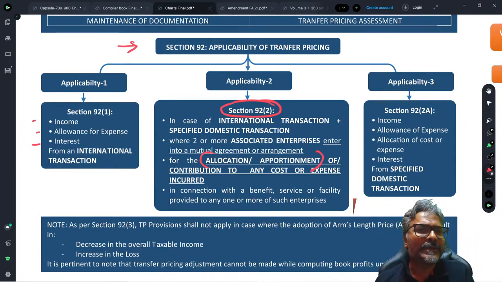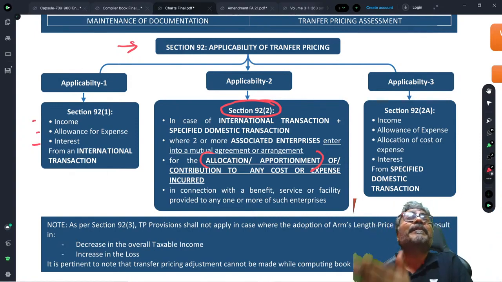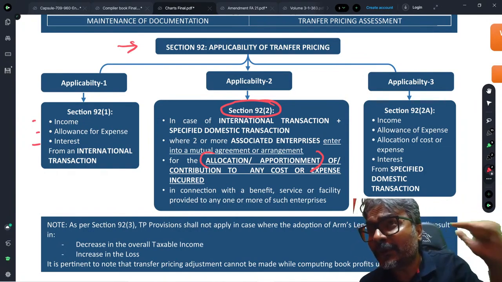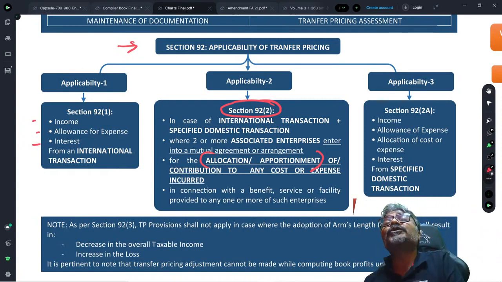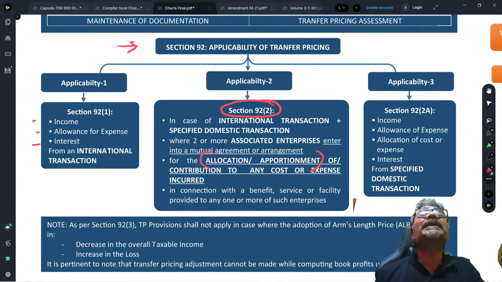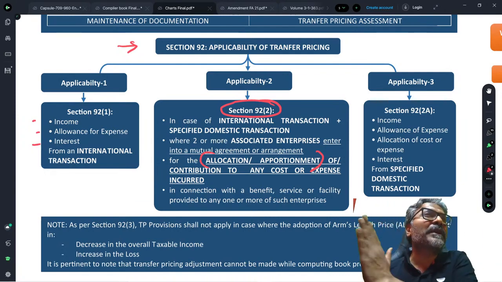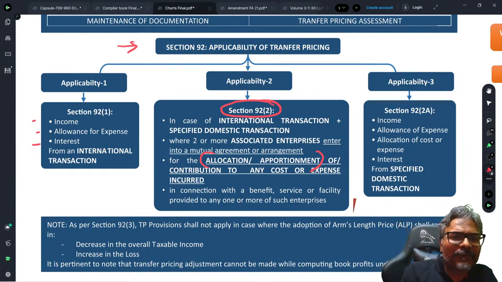As I told you, point number two is about section 92, subsection 2. In which case, any common costs or common overheads, if they are being allocated or apportioned between two or more AEs, between two or more associated enterprises, then even that allocation or apportionment should be made having regard to the arm's length principles. And finally, students, the specified domestic transaction, in which case also the transfer pricing provision will be applicable. Now, before we proceed, students, always keep in mind one trick which I will tell you.